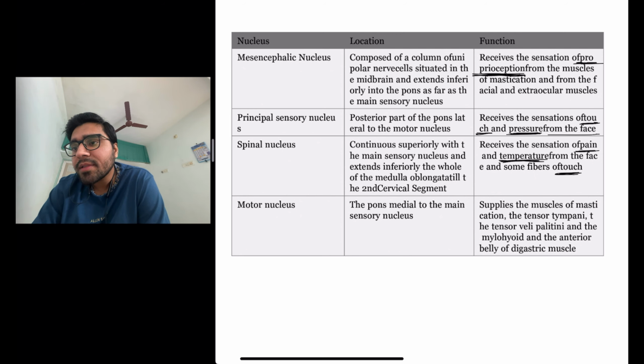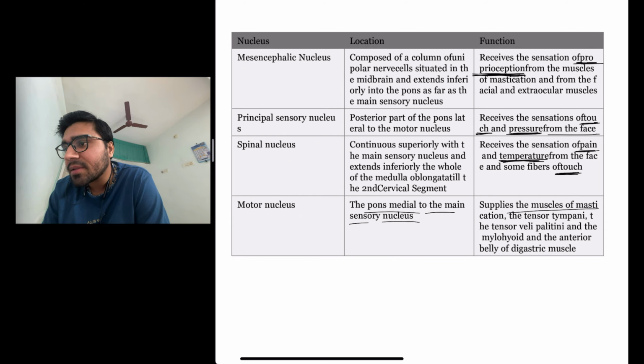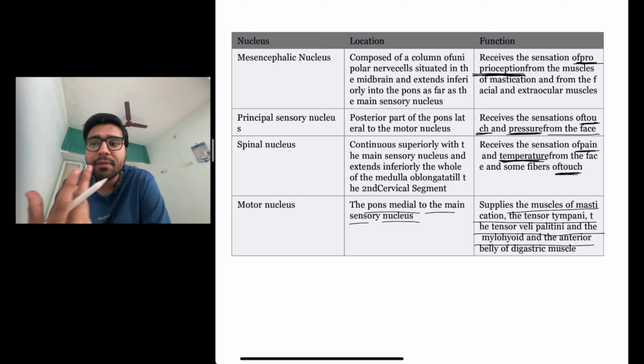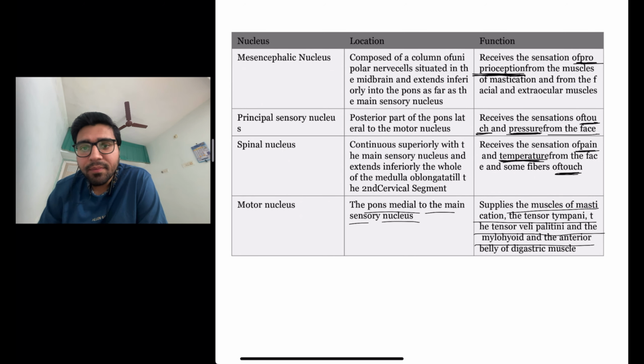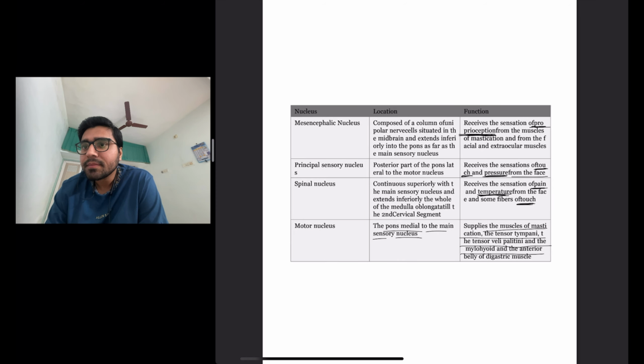The last nucleus is the motor nucleus. The motor nucleus is located in the pons medial to the main sensory nucleus, and it supplies the muscles of mastication, tensor tympani and tensor veli palatini, mylohyoid and anterior belly of digastric muscles. So the function of this nucleus is supplying the muscles of mastication.